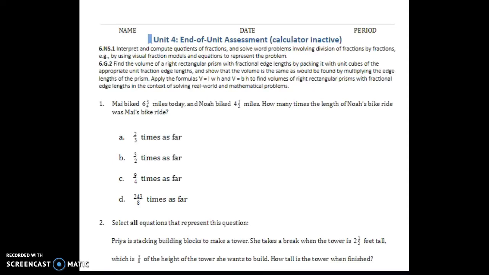Unit 4 End of Unit Assessment. Question 1. Maya biked 6 3/4 miles today, and Noah biked 4 1/2 miles. How many times the length of Noah's bike ride was Maya's bike ride?